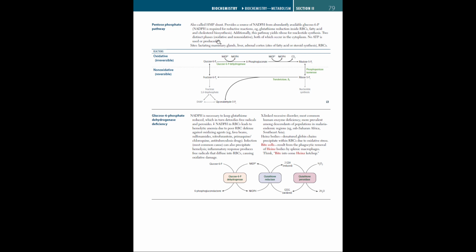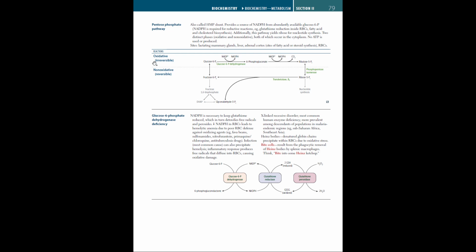The two distinct phases of the HMP shunt are oxidative and non-oxidative, both of which occur in the cytoplasm, and no ATP is used or produced in this pathway. The sites of the HMP shunt are the lactating mammary glands, liver, adrenal cortex, the sites of fatty acid or steroid synthesis, and RBCs. Now here we have the reactions.